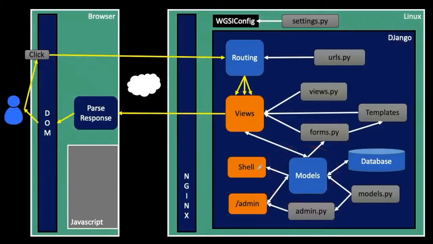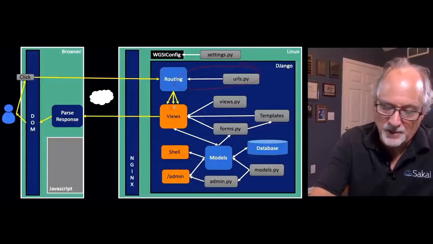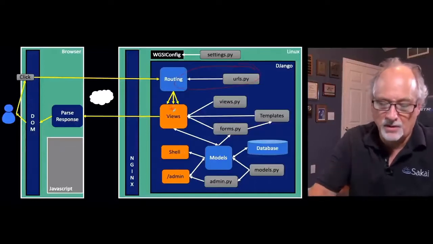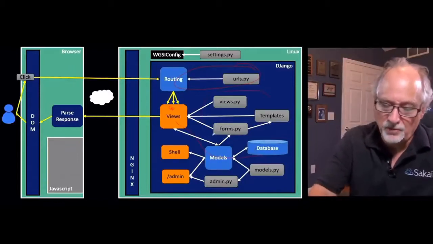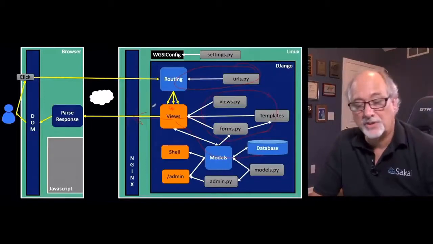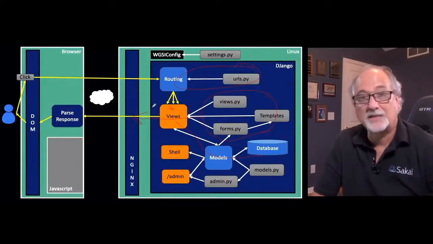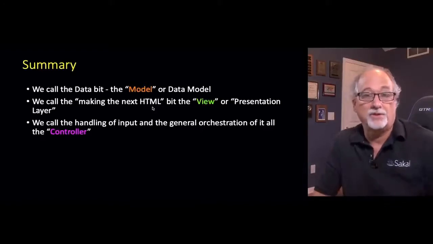So just a quick summary. I like to think of urls.py and some of the views.py as the controller. The models, of course, is all the things that talk to the database. And then the views are like the second half of views.py, produced using templates and forms.py and et cetera, to produce the output and send it out. And so that's how I map the model view controller onto the Django architecture.